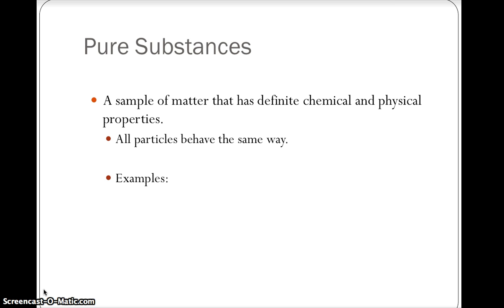Another example would be copper, which is something I showed you in class. Copper is also a pure substance. Every atom, in this case, not molecule, is a copper atom.